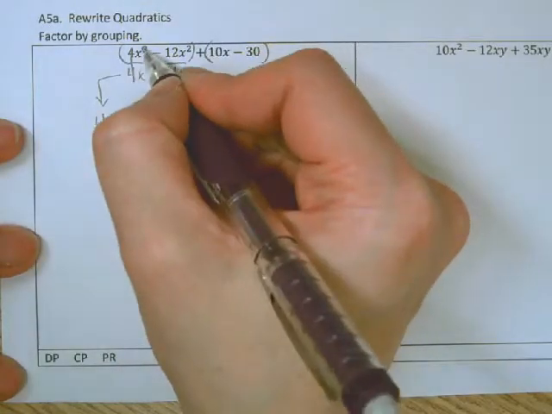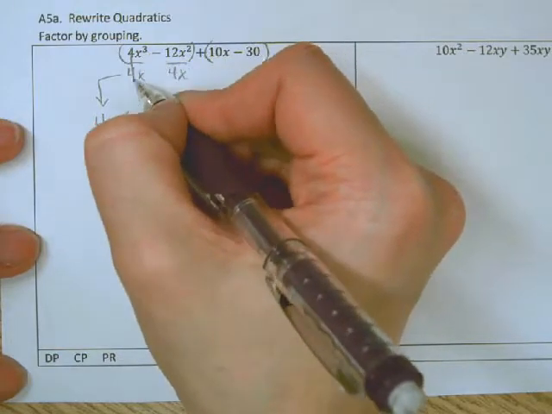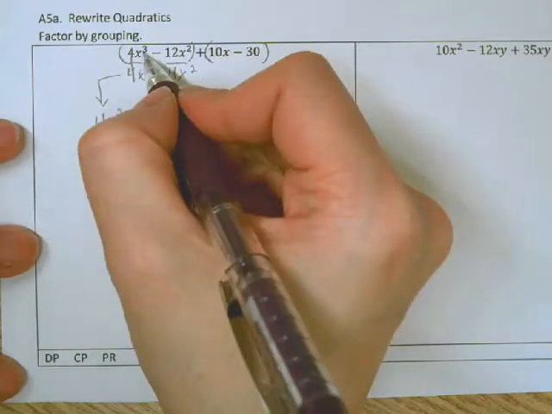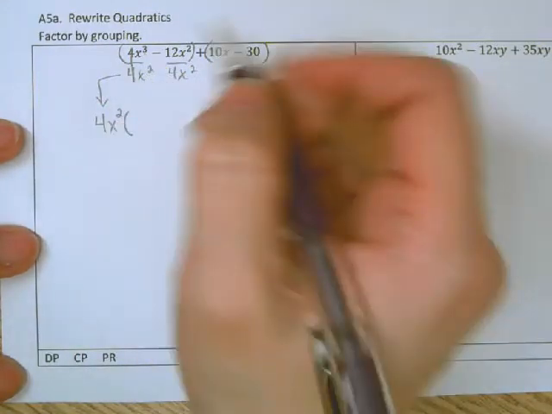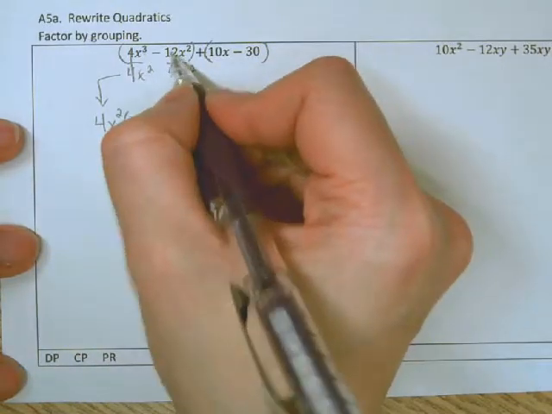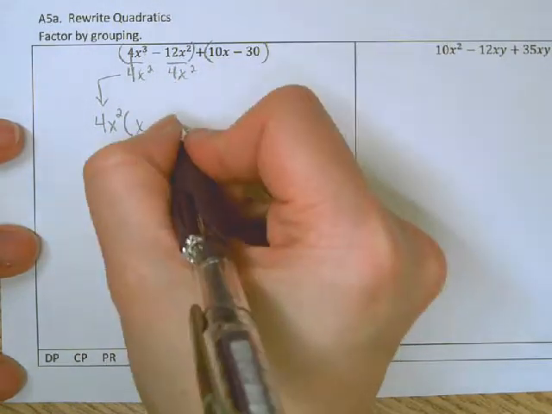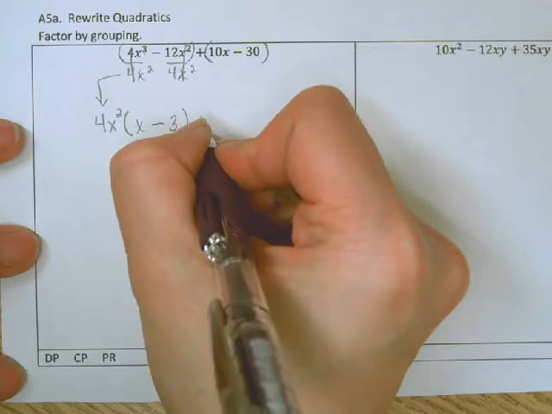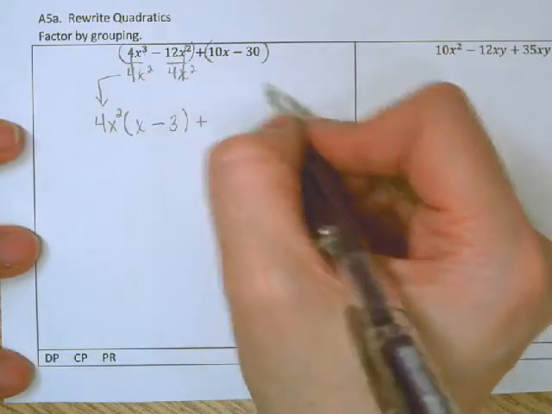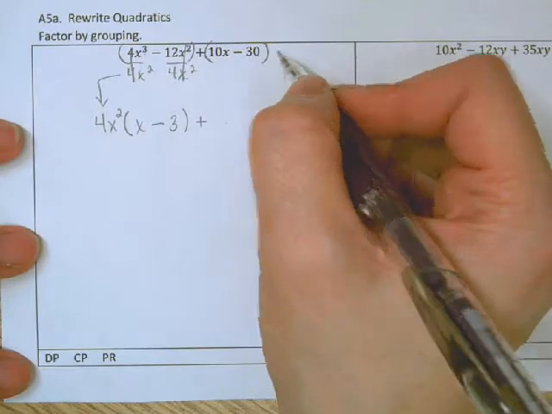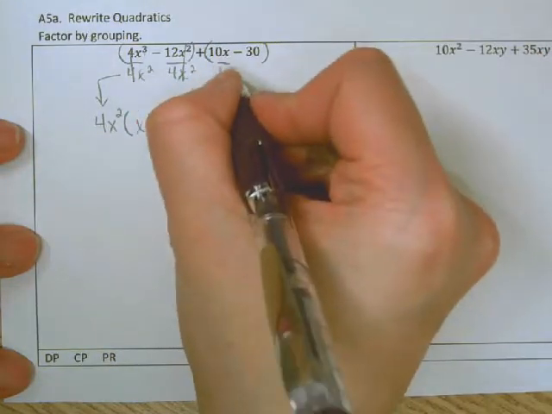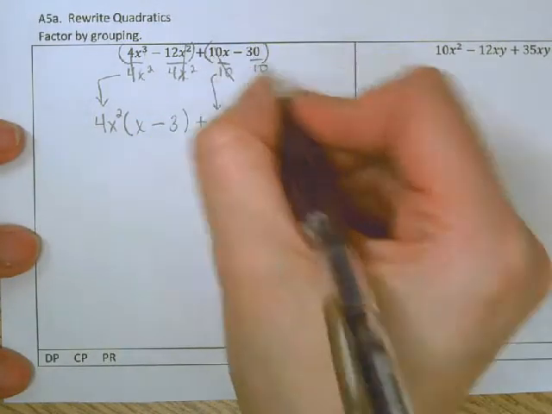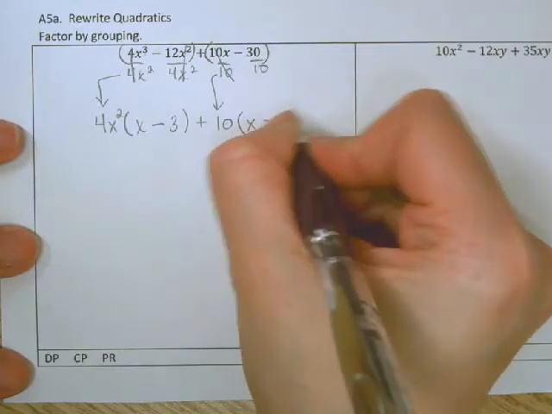4x to the third divided by 4x, I'm left with, I wanted to take a 4x squared, sorry. X to the third divided by x squared is going to just give me x. And then negative 12 divided by 4 is 3. X squared divided by x squared is 1, so those divide out. Drop down that plus sign. 10x minus 30, you can't take any x's out of there, but you can take a 10 out. So we divide both of those by 10, take that 10, put it down front. So I'm left with x minus 3.